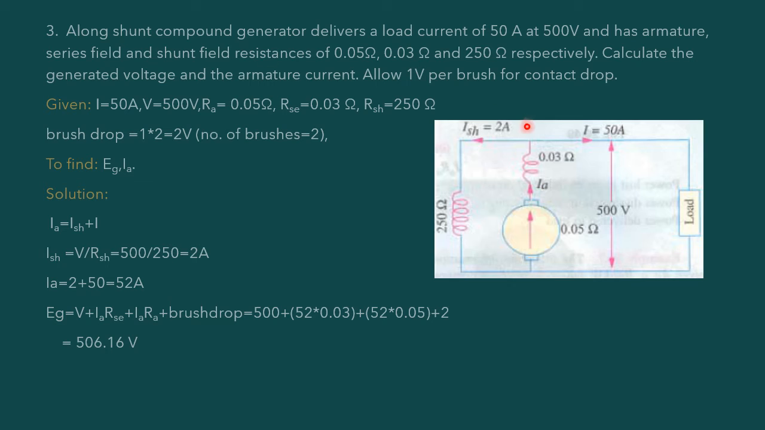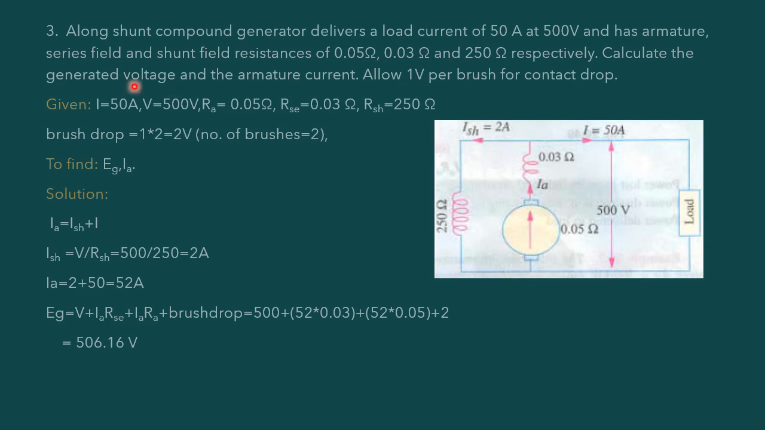So compound generator, so both series and shunt field windings are present. Here series field windings are connected in series with armature. It is a long shunt generator, so the shunt field windings are in parallel with the series connection of this series field windings and the armature. Now the armature, series and shunt field resistance: armature resistance 0.05 ohm, series field resistance 0.03 ohm, shunt field resistance 250 ohm.